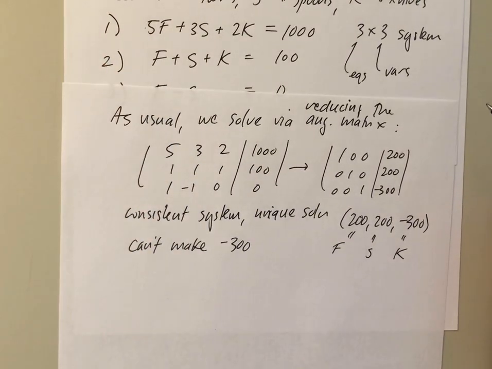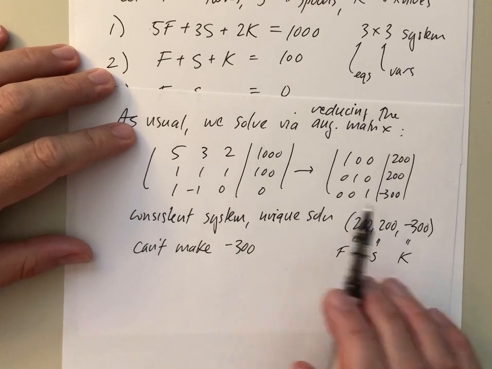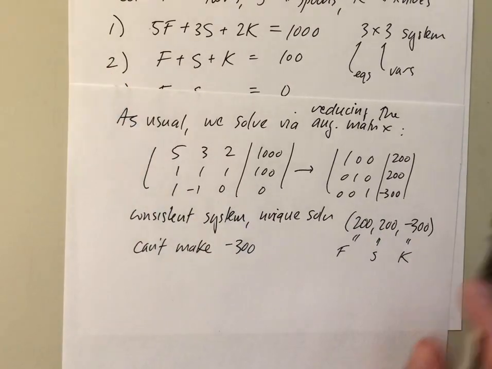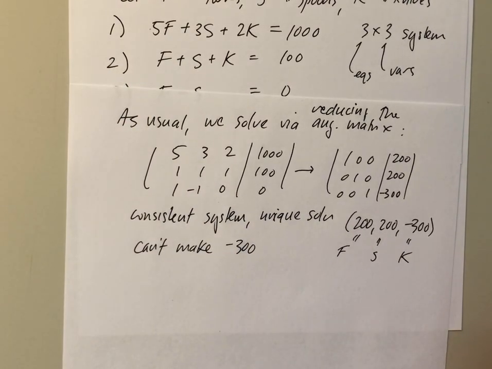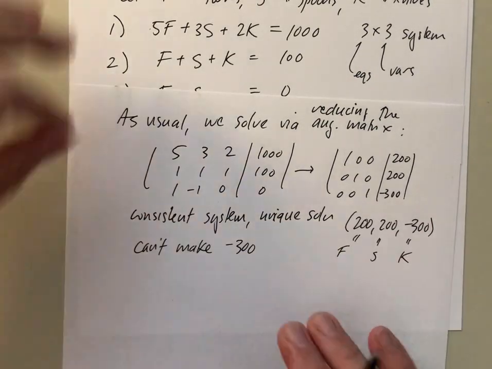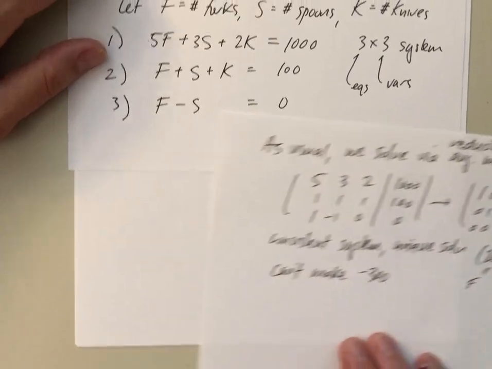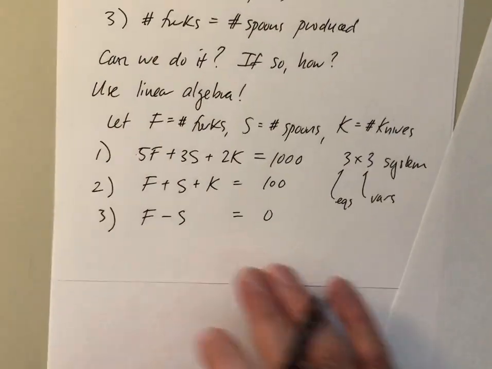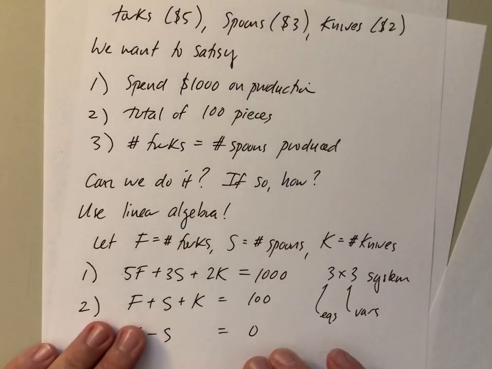But again, I just want you to realize that this is a consistent system. It gives you a unique solution, but it's not really feasible. So in some sense, you can't do it in the real world. But mathematically, it's fine. Let me go back and switch things. So what we're seeing is that, if we want to actually have a realistic solution, it ain't going to happen.